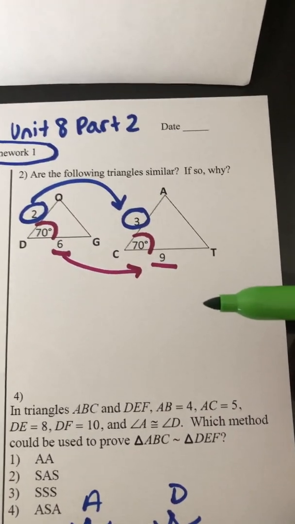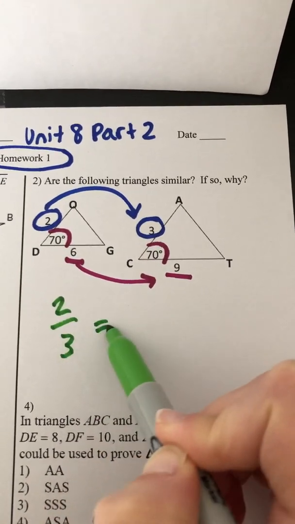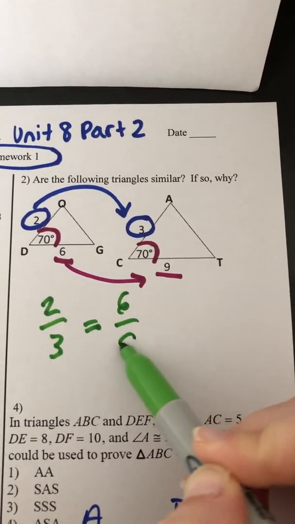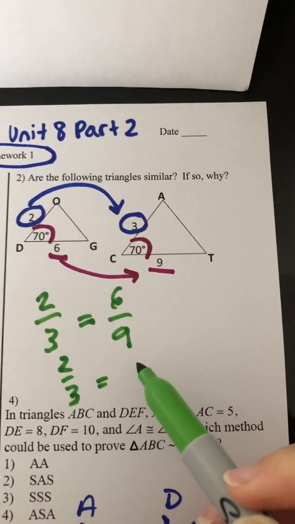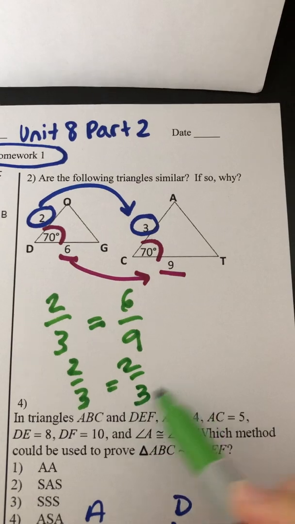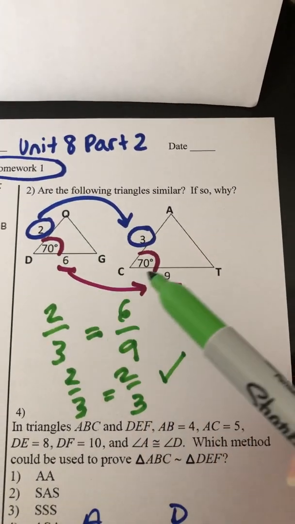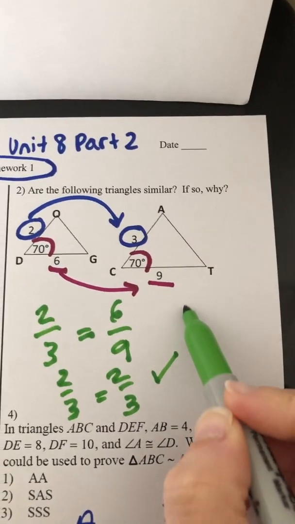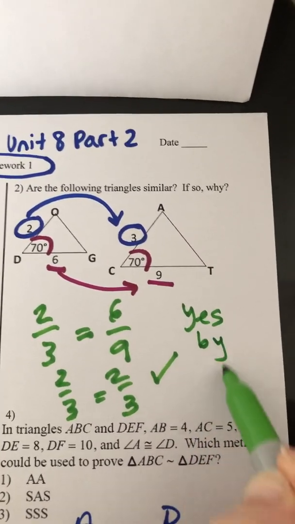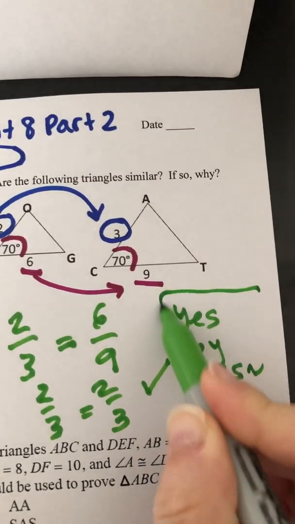Now we're going to check if these sides are in proportion. So 2 corresponds to 3. Is that equal to 6 corresponding to 9? Well, 2/3 can't be reduced any further. But 6 over 9 is 2/3. So if that works, now we have the sides and the sides that are corresponding with the angle in the middle. So the answer is yes, the triangles are similar because of side, angle, side, similarity.